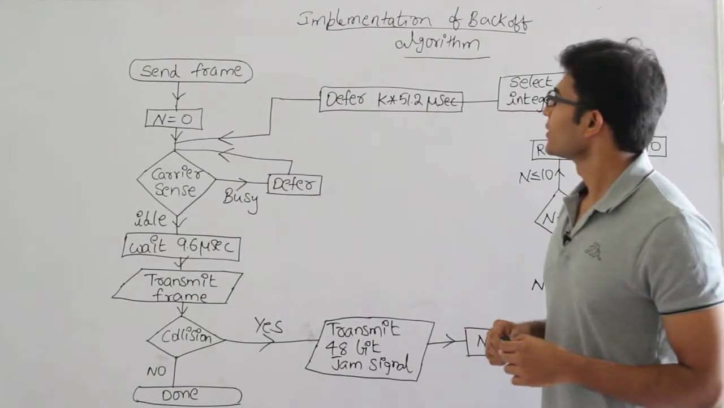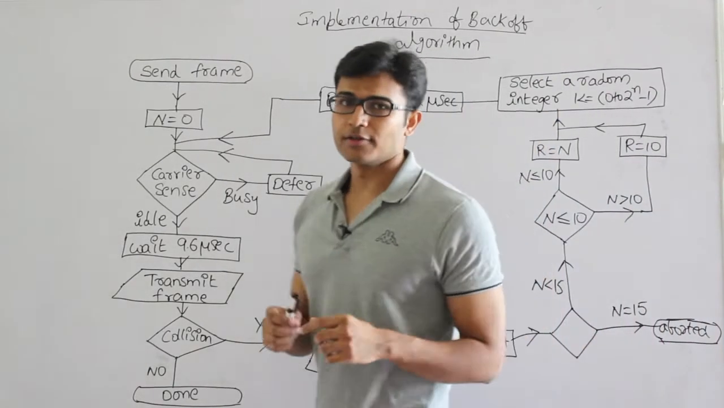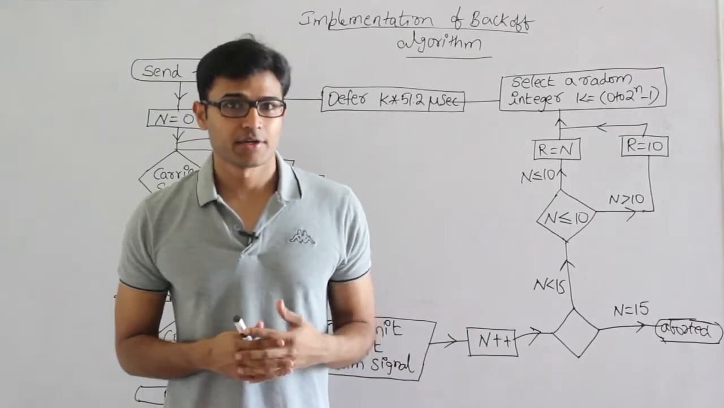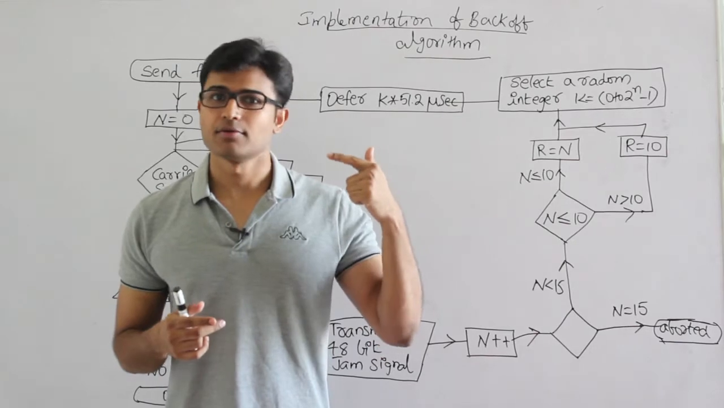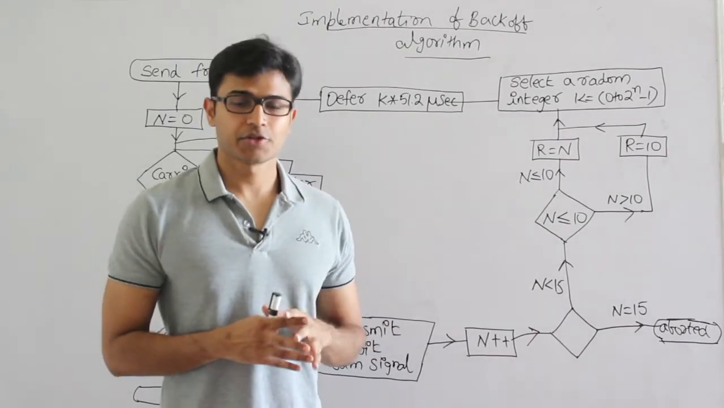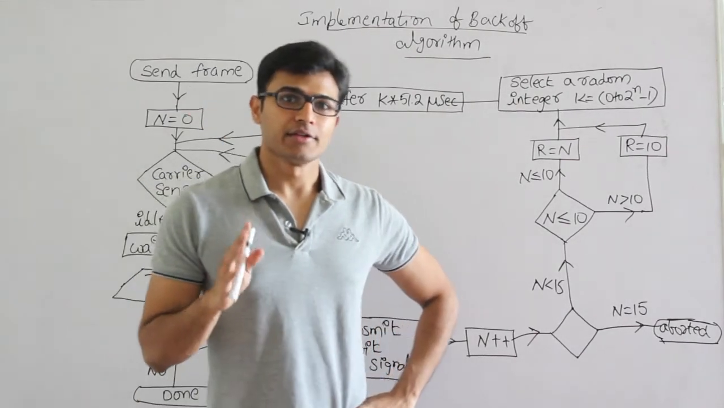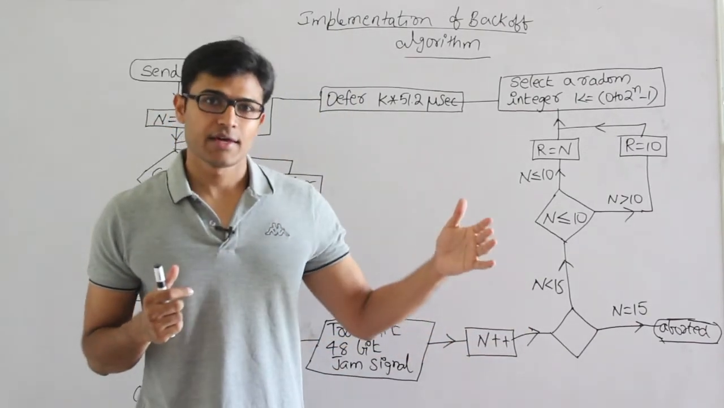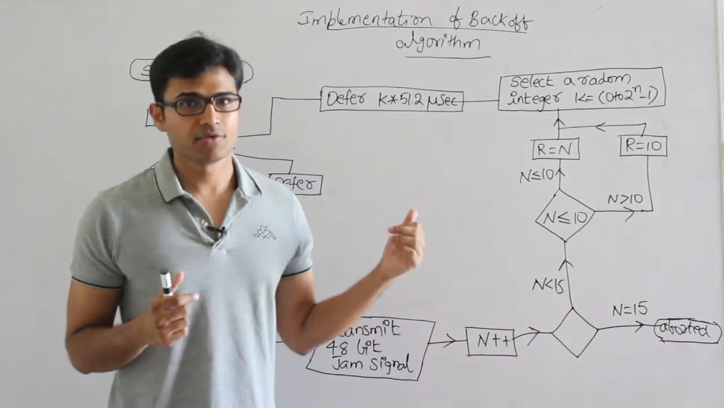Look at this flow chart. It is an implementation of the back-off algorithm. Before watching this video, I assume that you have already watched the videos on the back-off algorithm. It is an extension to that. I already explained the algorithm, and this flow chart is from one of the LANs. They are implementing the algorithm using this flow chart.